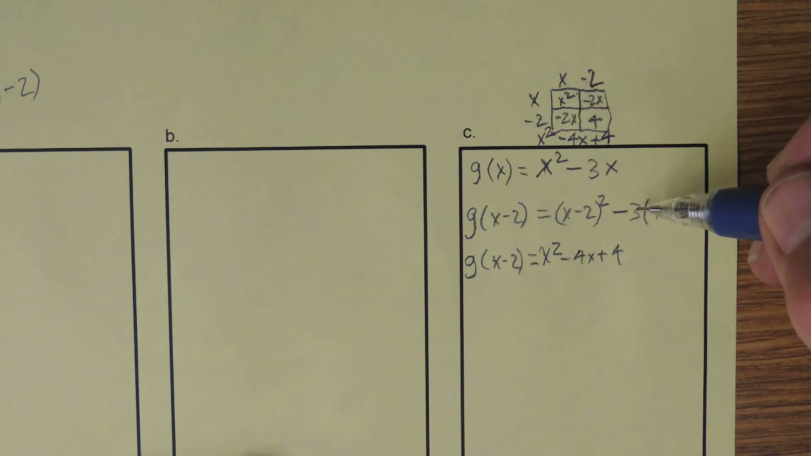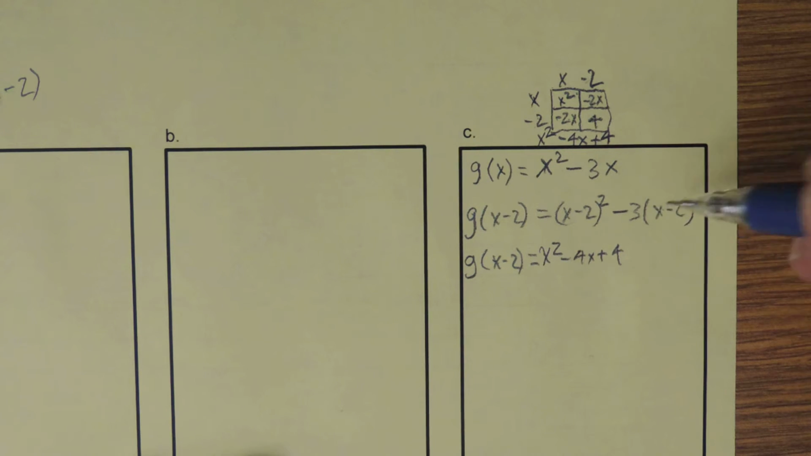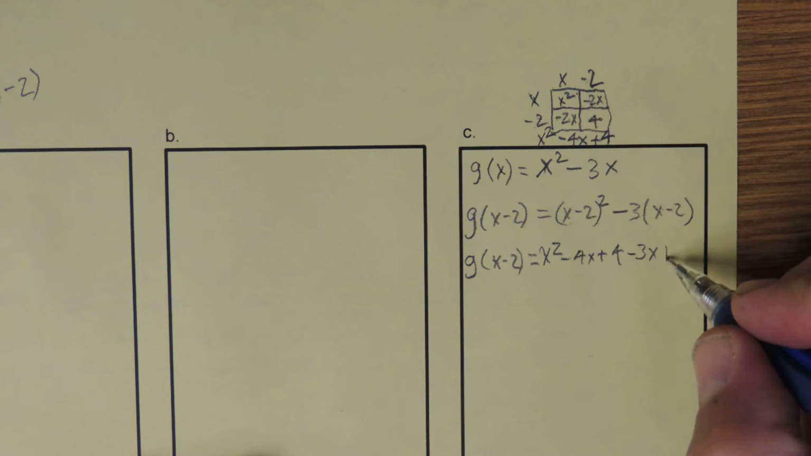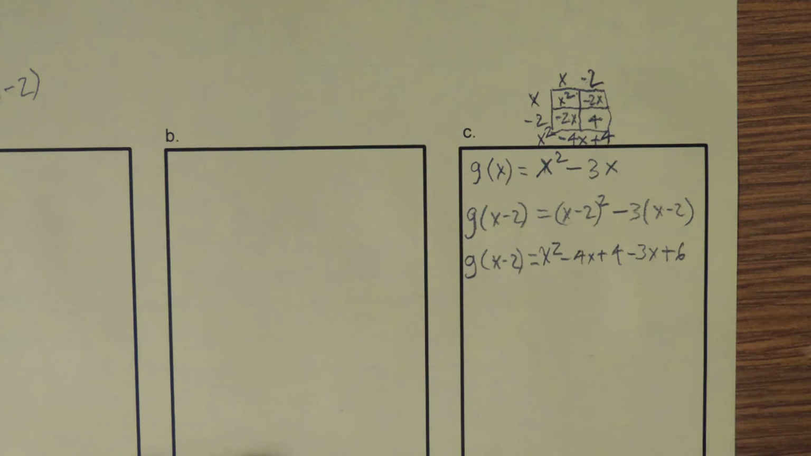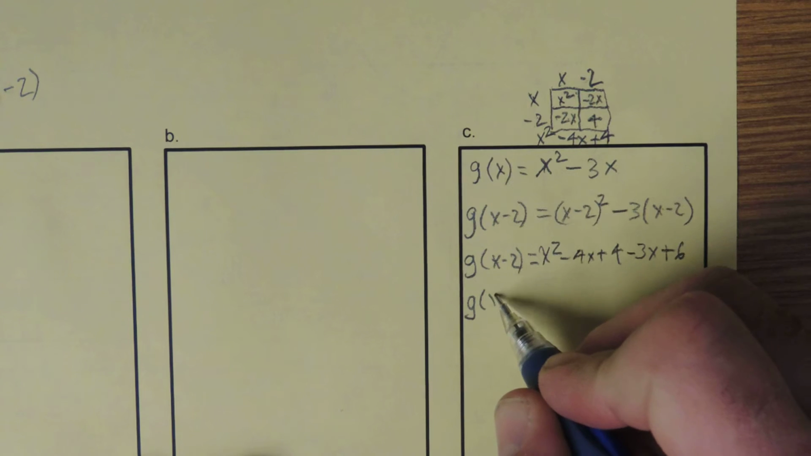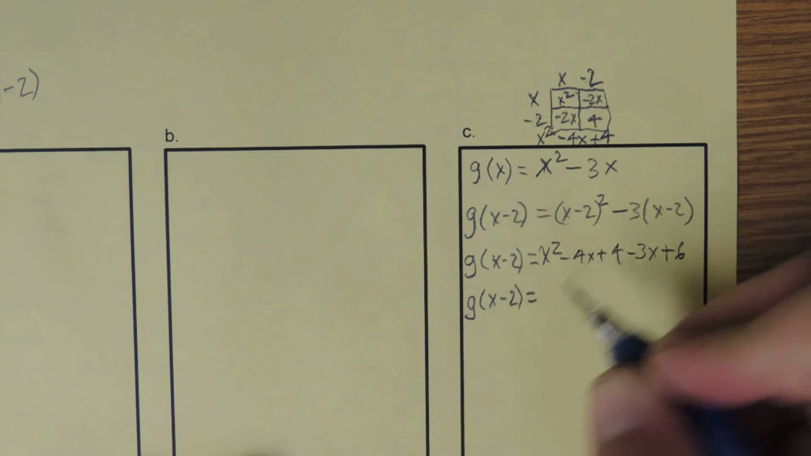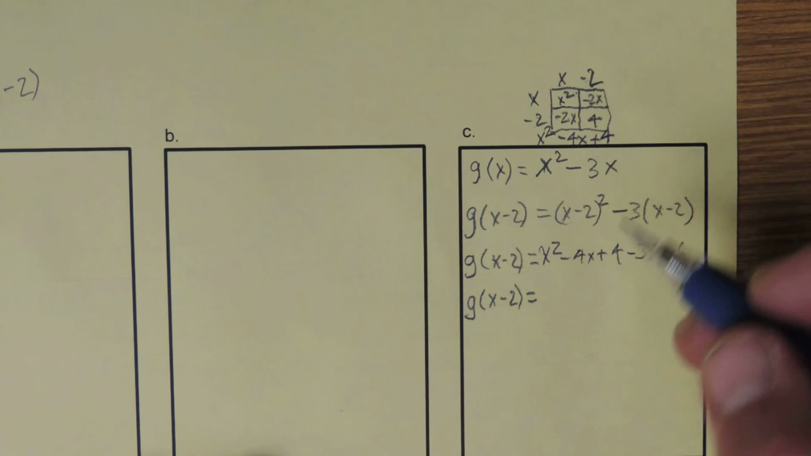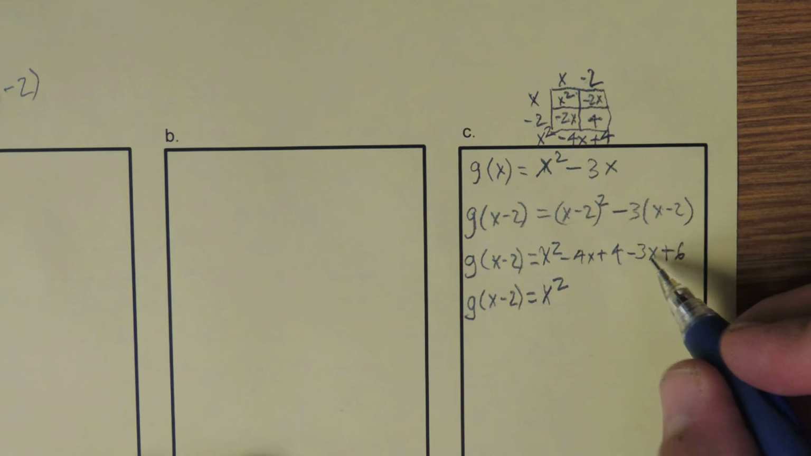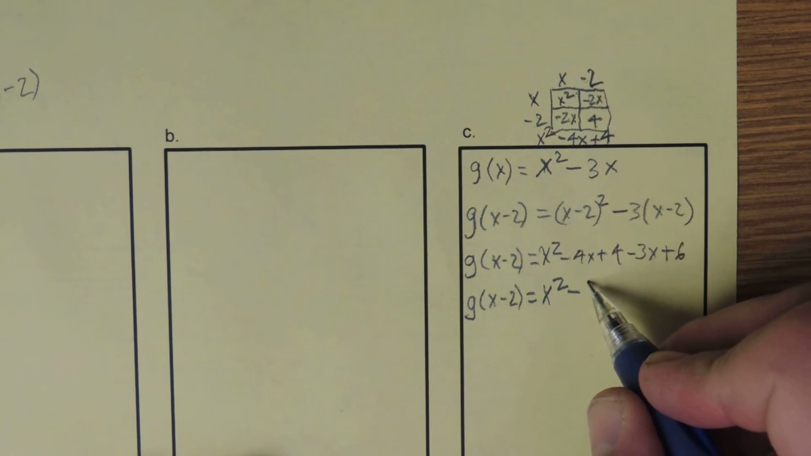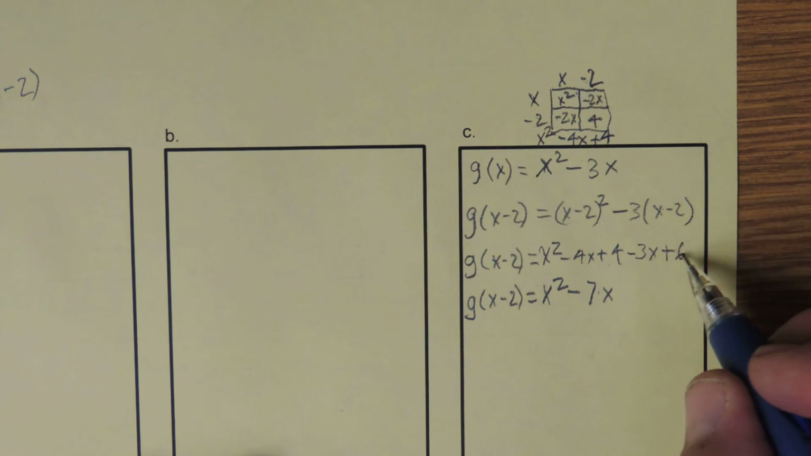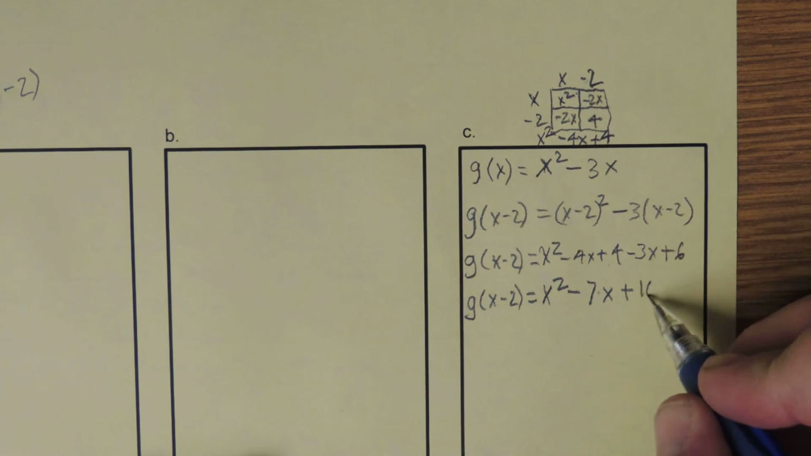Here I'll use the distributive property. Negative 3 times x is minus 3x. Negative 3 times negative 2 is a positive 6. Now I combine like terms again. When we plug it in, the challenge is not plugging it in, the challenge is simplifying it. So once again, just like I did up here, when I combine like terms, I only have one x squared. I have a minus 4x, then I subtract three more x's, so I have a total of a minus 7x. I have plus 4 and plus 6. 4 plus 6 is 10.